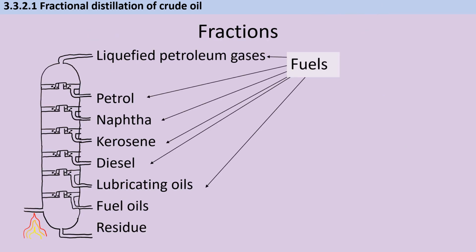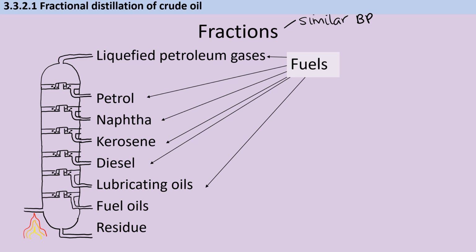As you learned at GCSE, fractional distillation can be used to separate a very large mixture of lots of different compounds into fractions. And these are going to be mixtures of compounds that have similar boiling points. And in the case of alkanes, that's going to be because they have a similar chain length. But of course, you can have fractions of things other than alkanes.